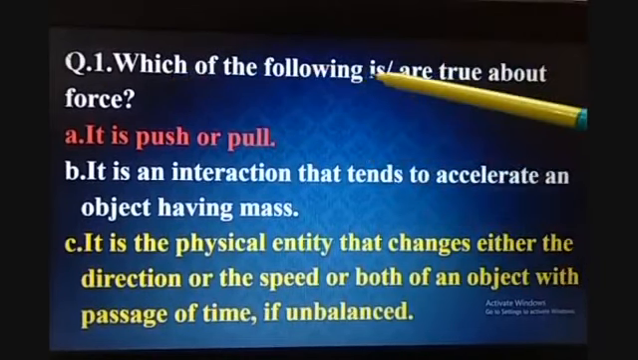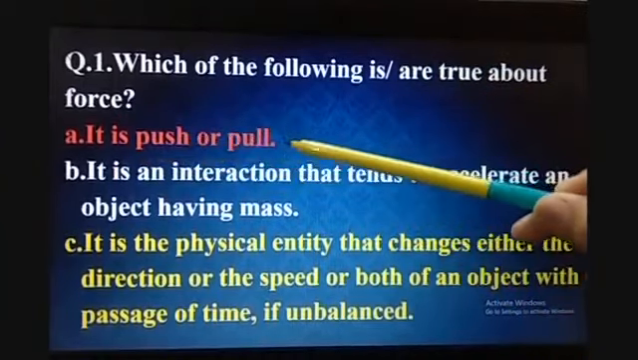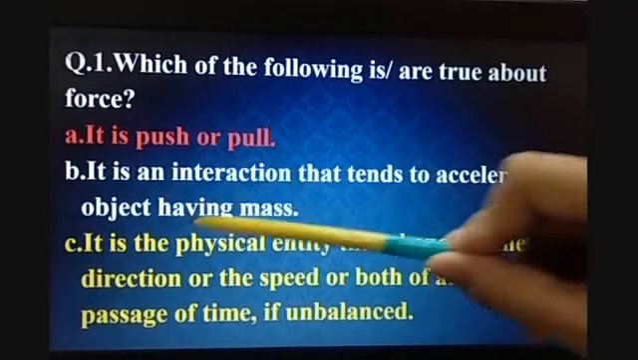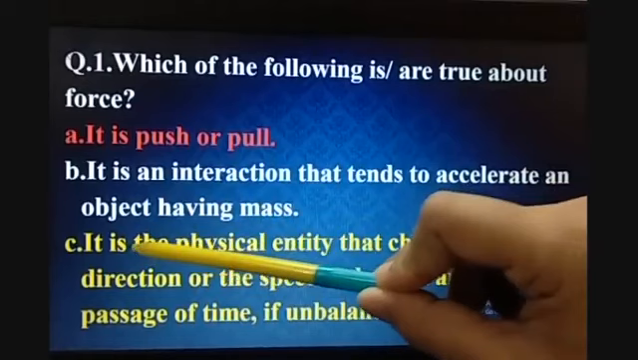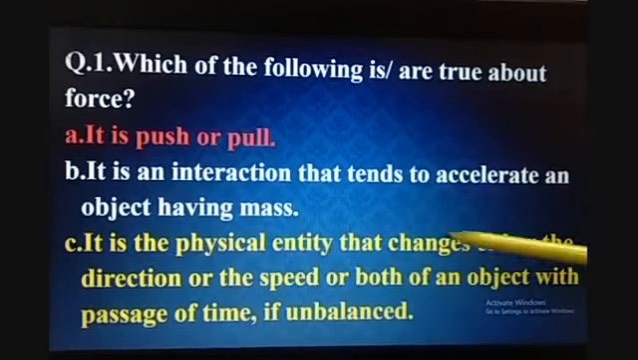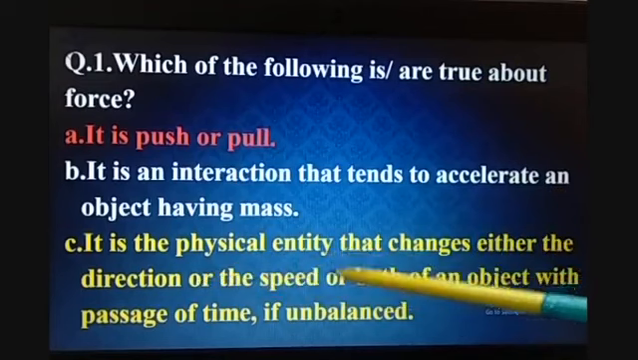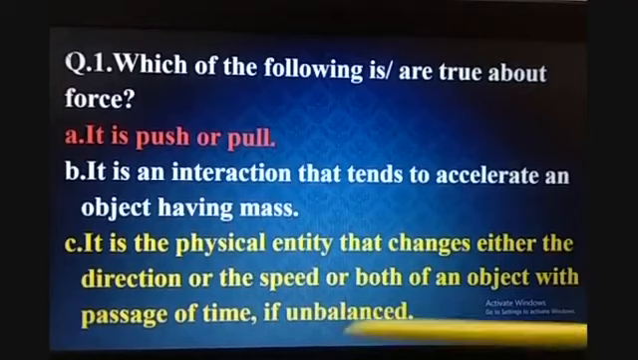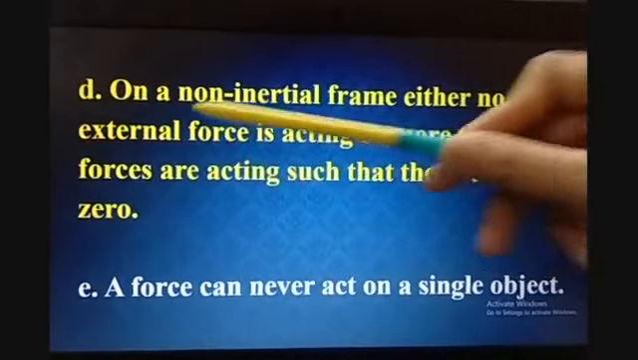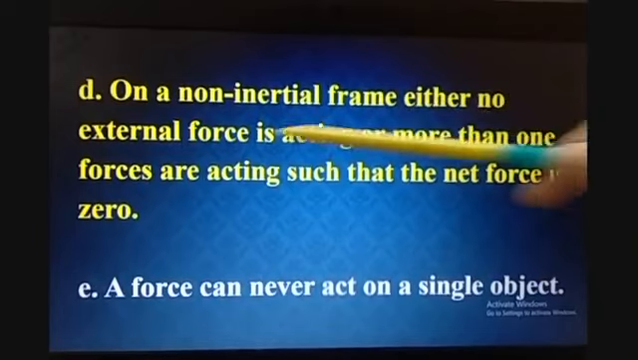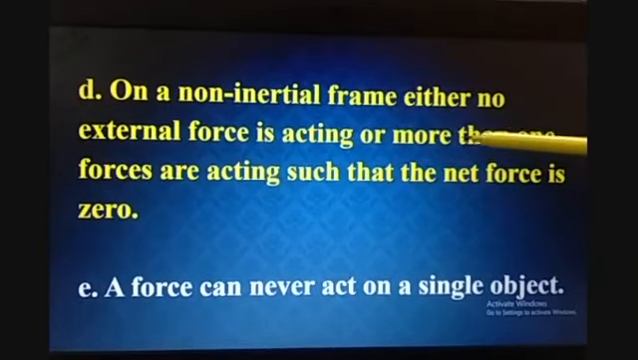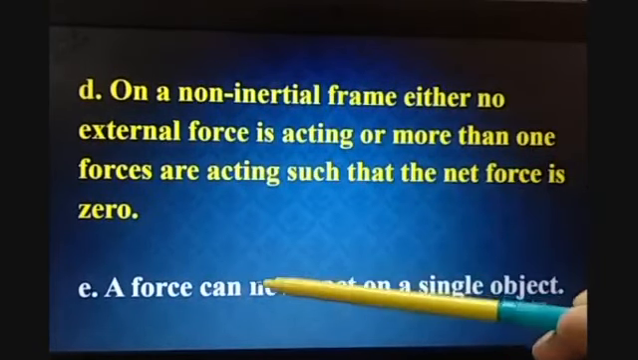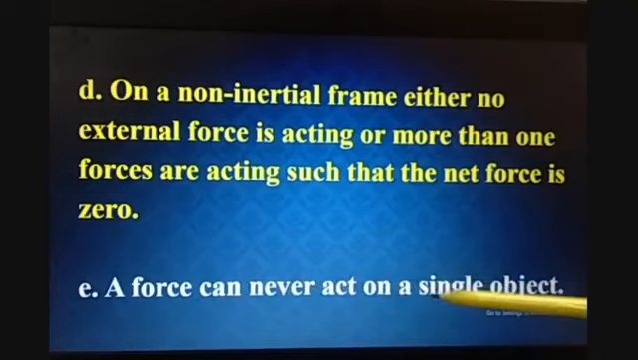A. It is push or pull. B. It is an interaction that tends to accelerate an object having mass. C. It is the physical entity that changes either the direction or the speed or both of an object with the passage of time if unbalanced. D. On a non-inertial frame, either no external force is acting or more than one force are acting such that the net force is zero. E. A force can never act on a single object.